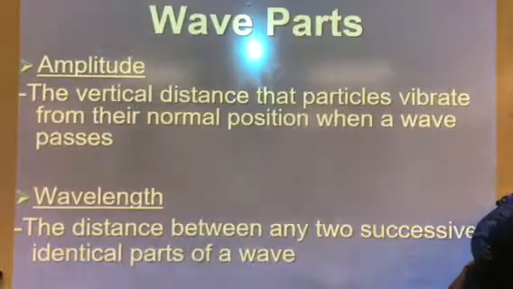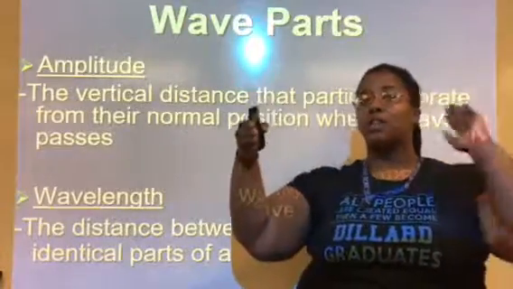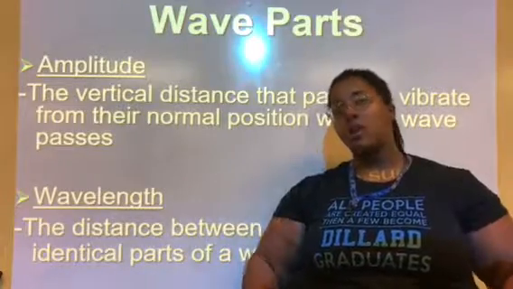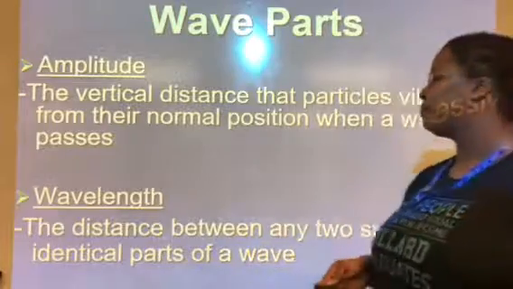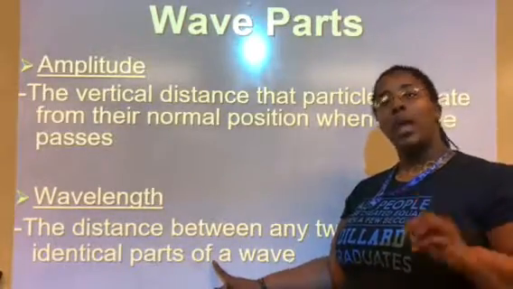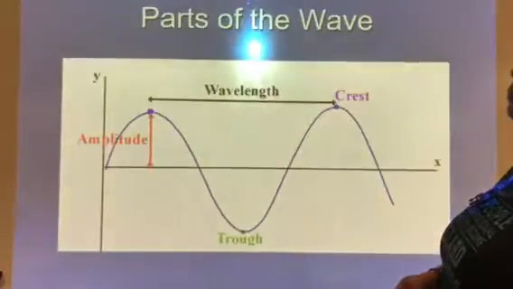If we're looking at wavelength, we're going from two identical parts. So if I go from crest to crest, that's a wavelength. Or if I go to the bottom of my wave, from trough to trough, that's going to be a wavelength as well. And we're going to realize and learn another Greek letter because wavelength is represented by lambda. And we'll look at that symbol as well.